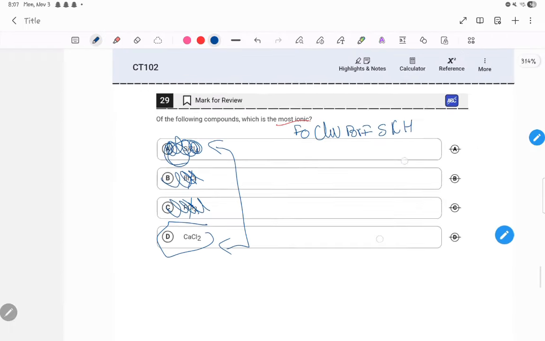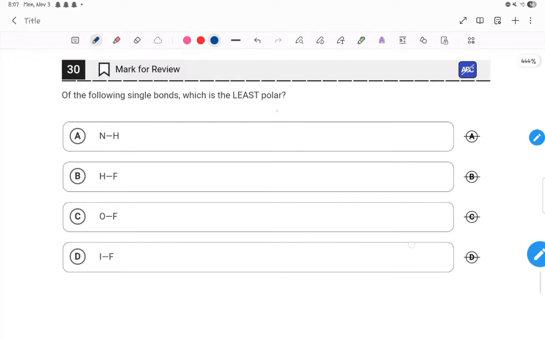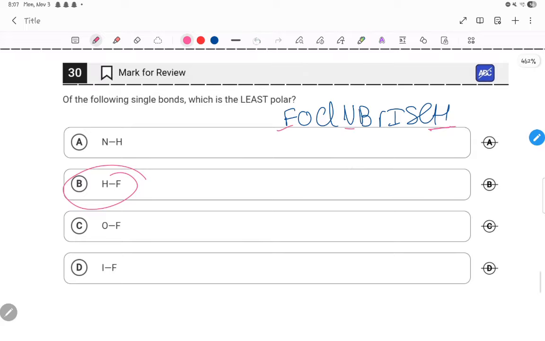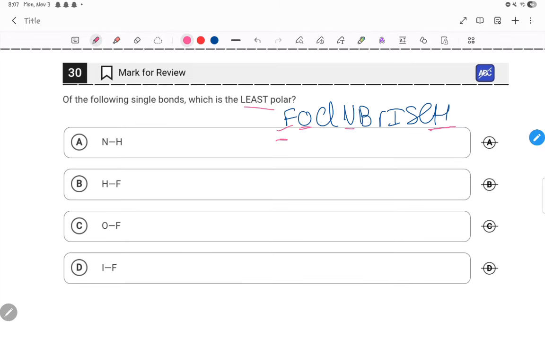Now 30, which of the following is the least polar? You need to follow this, right? So we have N with H, that's acceptable. Then we have H with F. Oh, sorry, this is the most, my bad. They want the least polar. I chose the most polar, my bad. So HF is the most polar. Then OF, and then IF. So you basically see which one is the closest to each other. It's definitely F and O. So that means OF is the least polar.